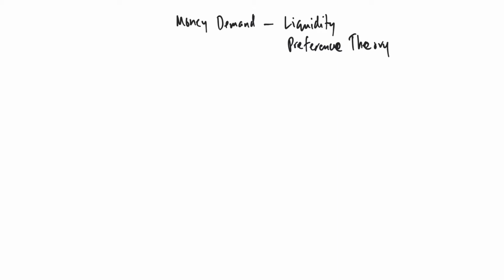Now let's look at money demand. For money demand, we use the theory which is called the liquidity preference theory. The liquidity preference theory basically is a Keynesian view, and the Keynesians argue that when you look at money, the reason why people demand money is because they need to have what we call a preference for liquidity.